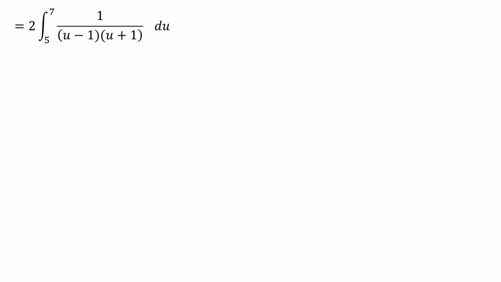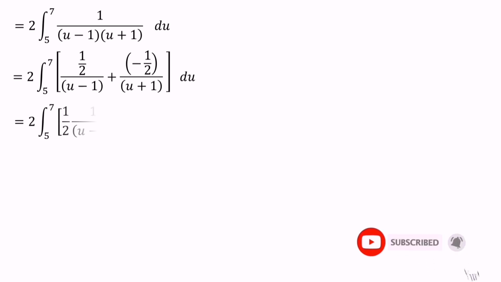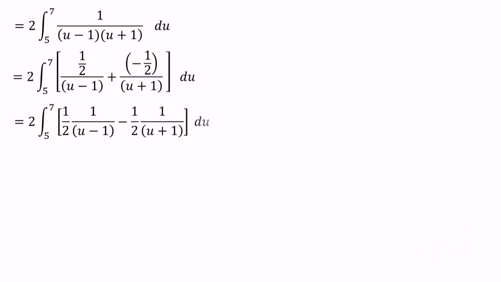To simplify this integral, we can use partial fractions. Using partial fractions, we can write this value as half over u minus 1 plus minus half over u plus 1. Then we can write this fraction as half into 1 over u minus 1 minus half into 1 over u plus 1. We can consider integral sign separately.